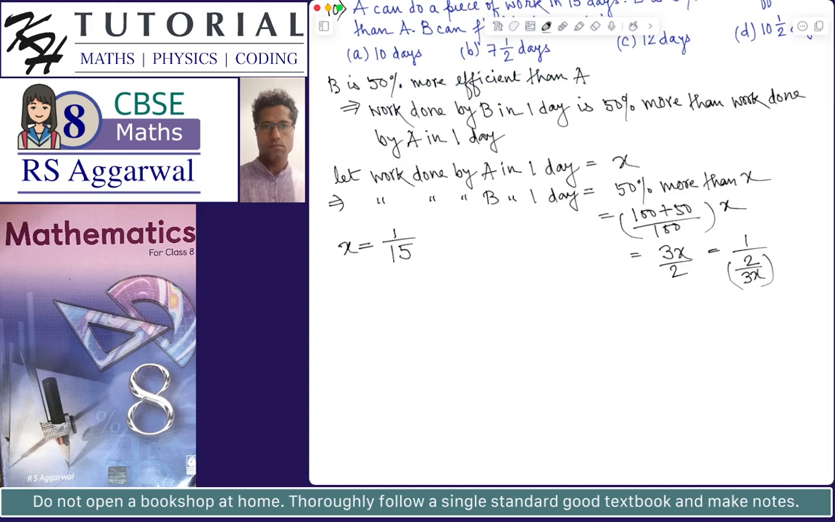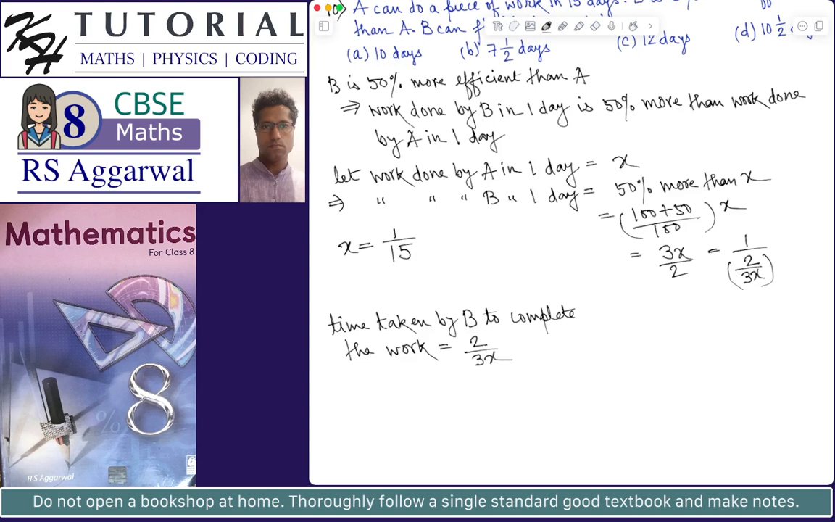Now from the fact that work done by B in one day is 1 by 2 by 3x, we can say, using the second general rule of time and work, that the time taken by B to complete the work will be equal to 2 by 3x.